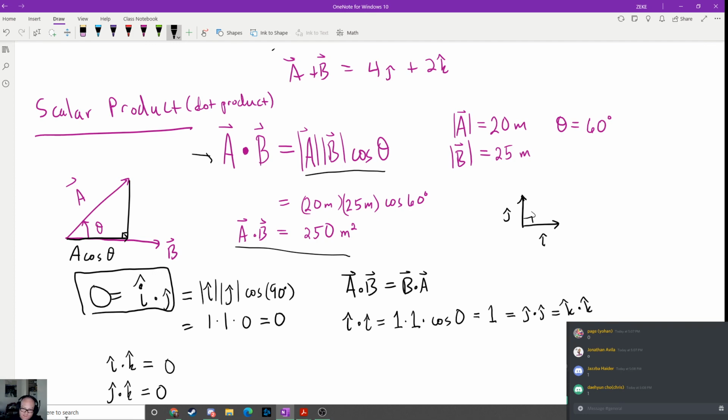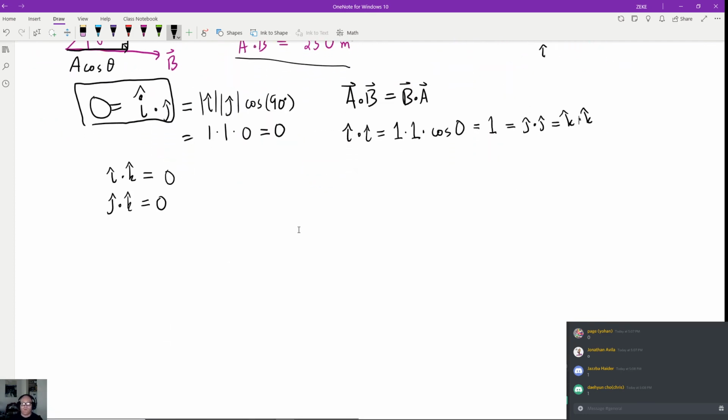So now, let's say that we have some more complicated vectors. Let's say that I give you a vector A, and I tell you it's equal to, we'll do 3 dimensions. So vector A is equal to 3i hat plus 7j hat, and then minus k hat.